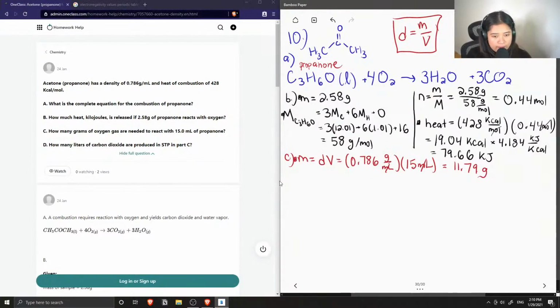So now that we have our grams of propanone, we need to calculate its number of moles.